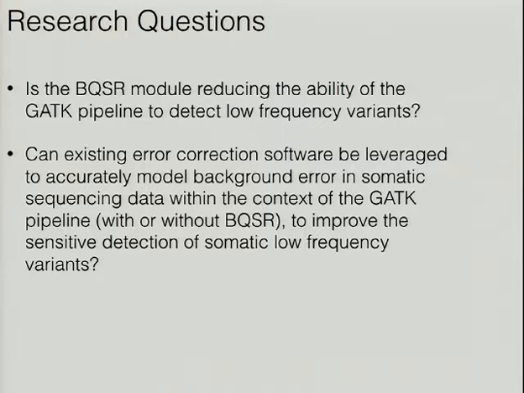So in light of these background considerations, we developed the following research questions. Is the BQSR module reducing our ability, or the ability of the GATK pipeline, to detect low-frequency variants? And also, can existing error correction software, of which there are quite a number, be leveraged to accurately model background error in somatic sequencing data within the context of the GATK pipeline, either with or without BQSR, and thus improve sensitivity for detecting somatic low-frequency variants?